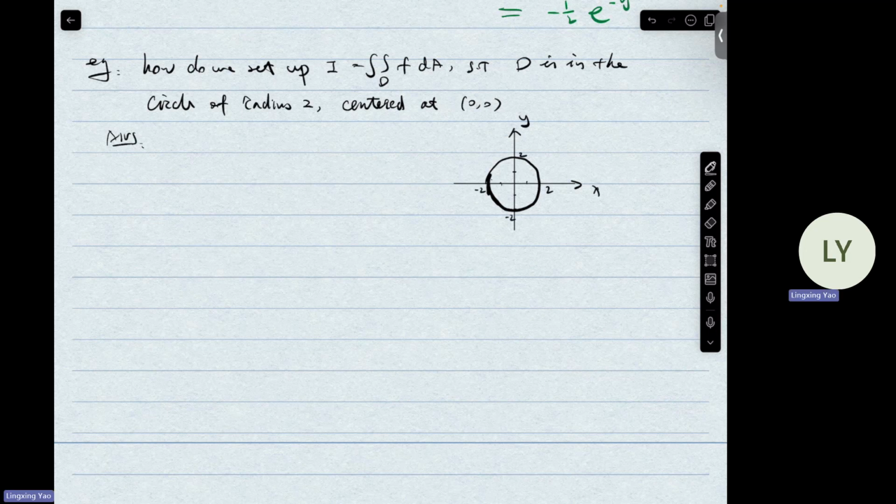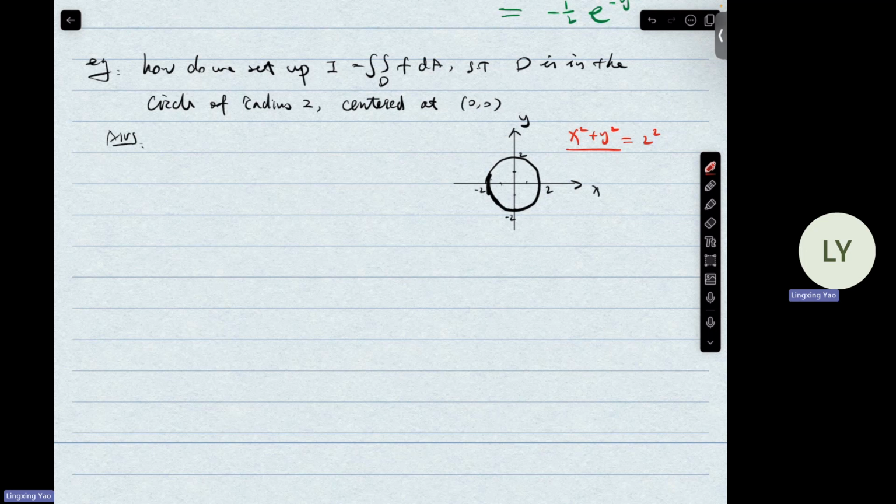All right, so how do we represent this domain D? Well, first of all, do we know how to represent the curve of a circle with the radius 2 and the center at 0, 0? I think we should be really familiar with that. But if you don't, let me just remind you. This is the equation we should have, right?